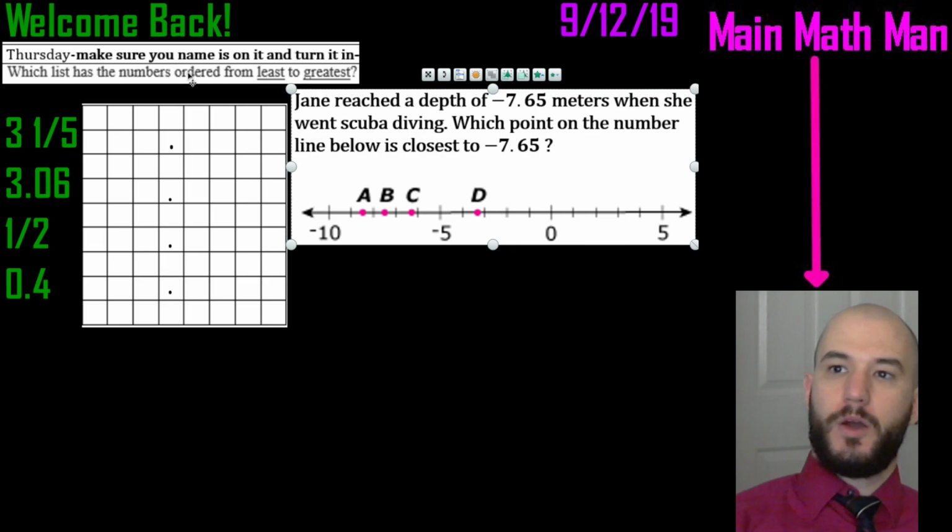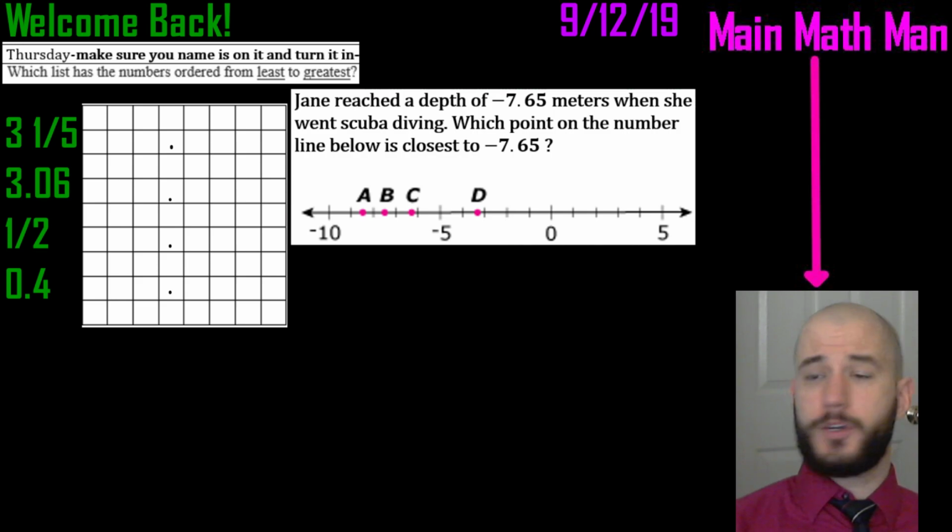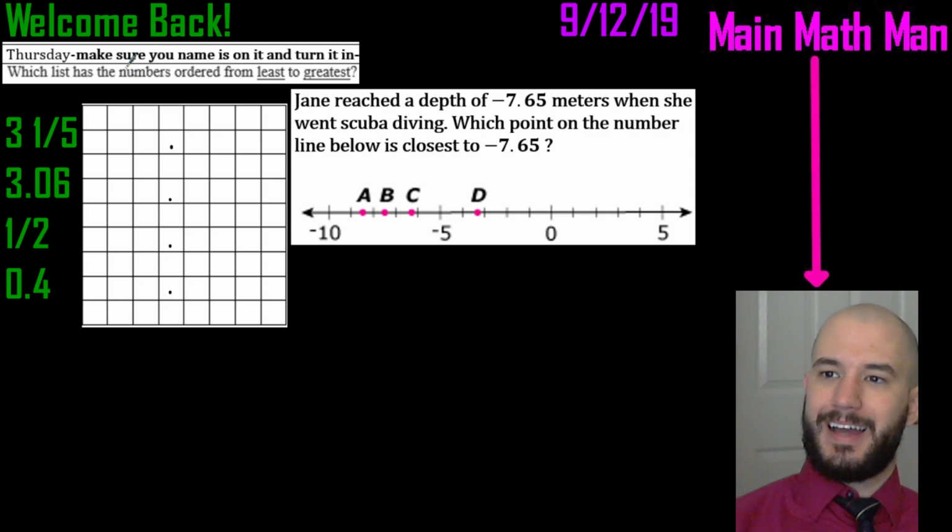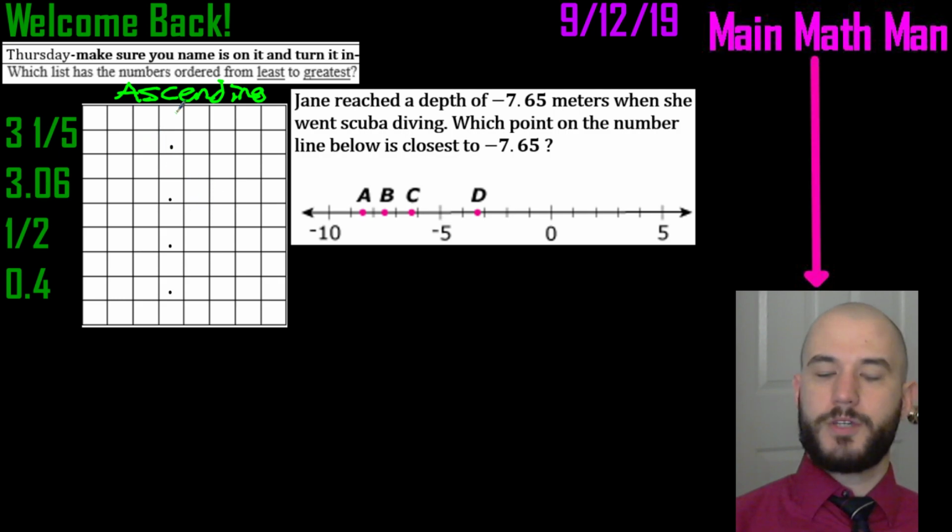And in this video, we're going to be finishing up that last warm-up of the week. Again, make sure you read it carefully first. It says, which list has the numbers ordered from least to greatest. As always, that's going to be ascending order. We're going to change these values to decimal form, line up those columns, pick the value that's the lowest, and then order them from there.